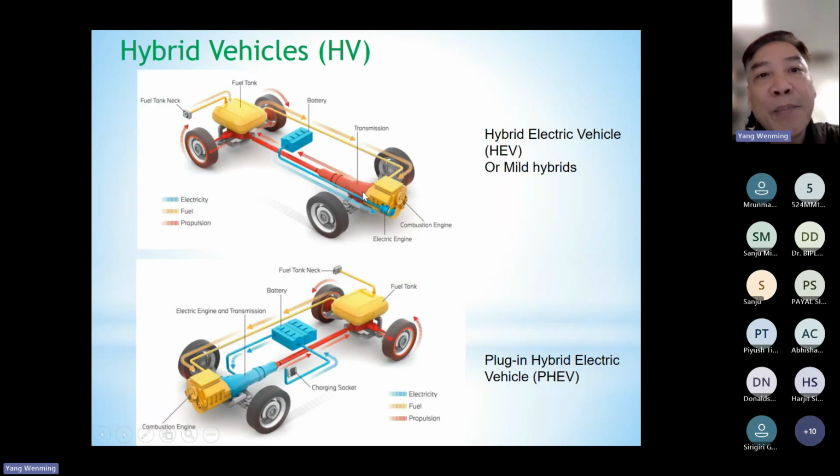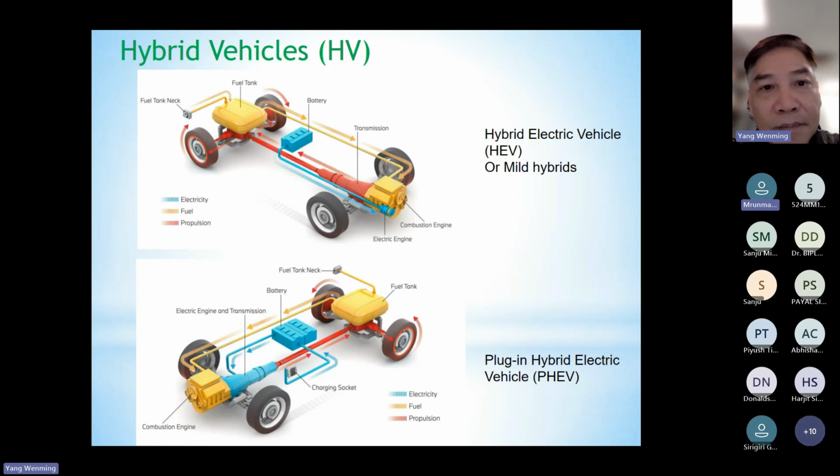The next one is hybrid vehicles. Hybrid vehicles can be further divided into two categories. The first one is hybrid electric vehicles, or matched hybrids. The second one is plug-in hybrid electric vehicles. Can you tell me the difference between these two designs, the matched hybrids and the plug-in hybrid electric vehicles? What are the major differences? Just based on these two schematics, can you tell me?